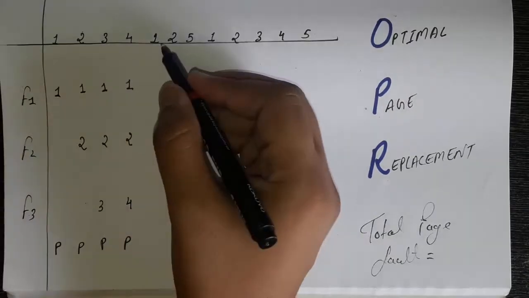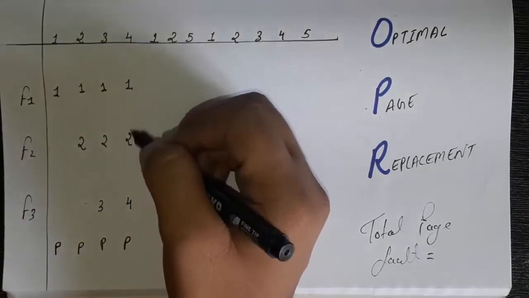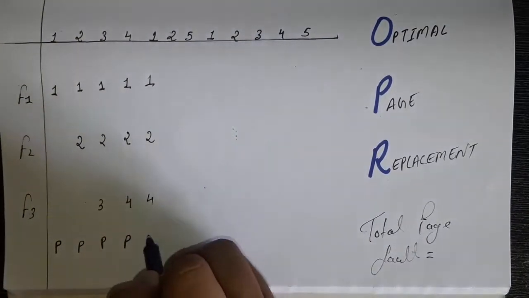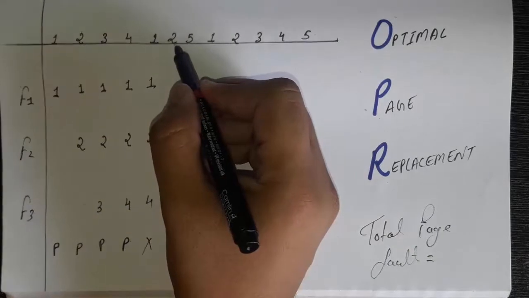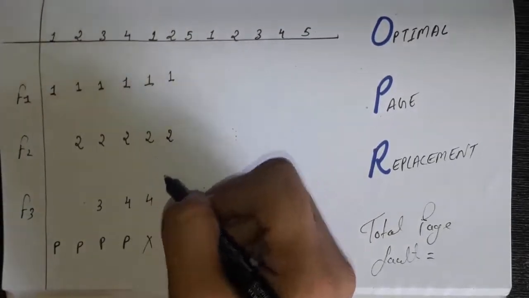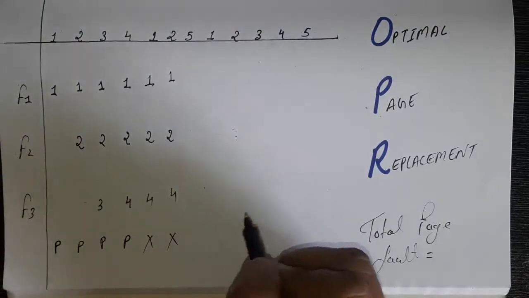Now 1 arrived and 1 is already in our list, so no page replacement. So directly write 1, 2 and 4, and there is no replacement. And now the next page is 2 and 2 is already in our list, so directly write 1, 2, 4, and still no page replacement.